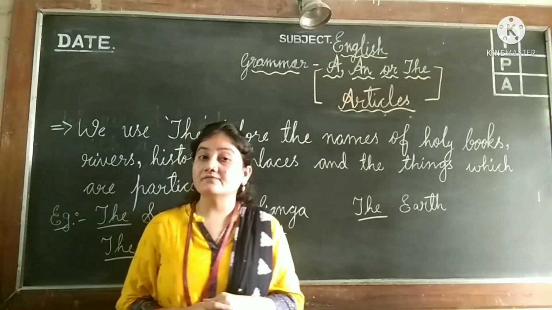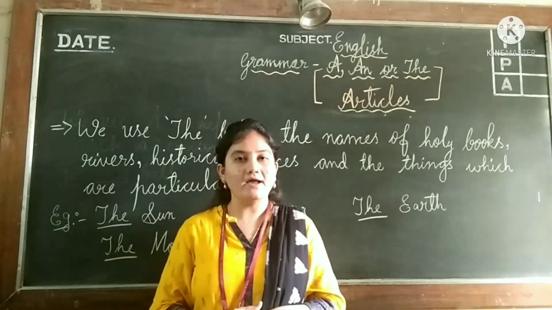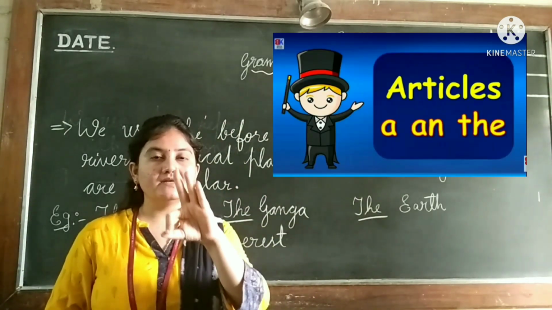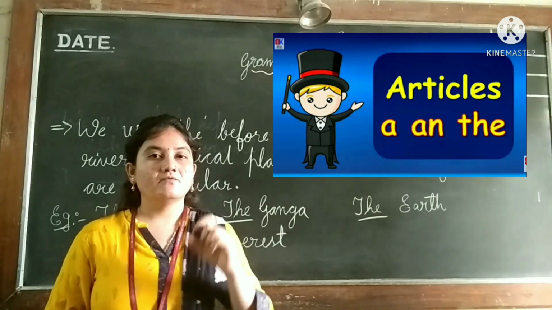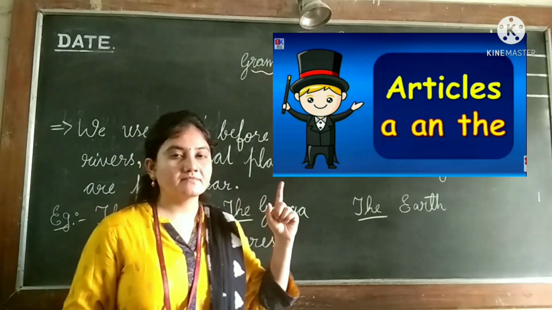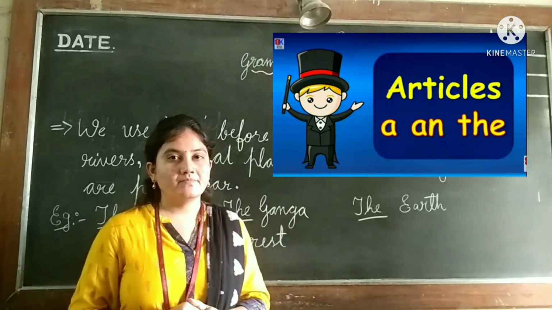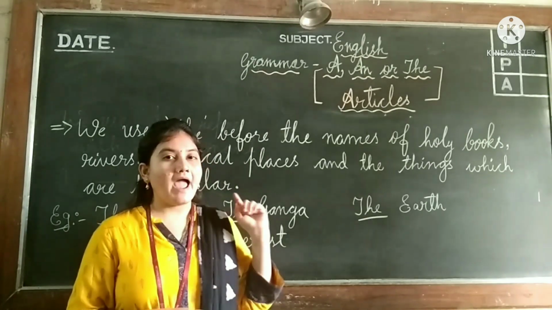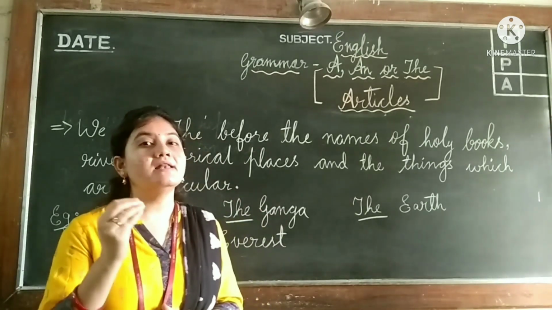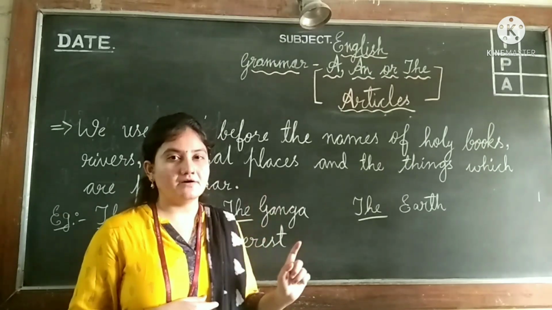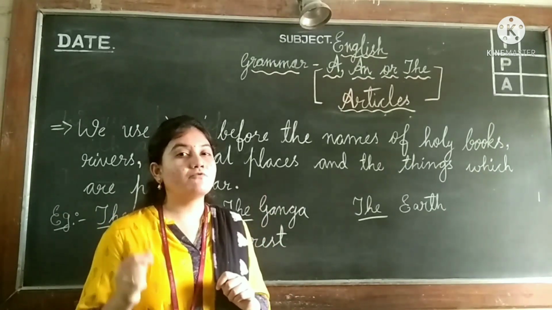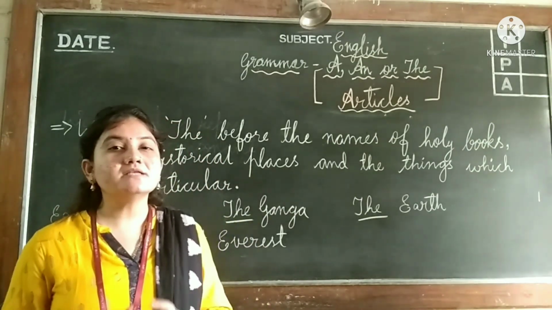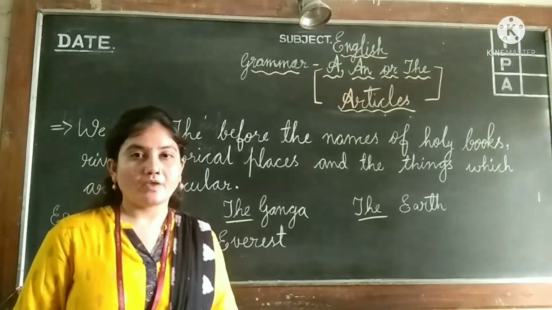So in today's class we learnt many more examples of articles. Can you tell me how many articles are there? There are 3 types of article. One is a, one is an, and the another one is the. Here a will be used for a consonant word and an will be used for a vowel word. Next comes the. For the we use before the names of holy books, rivers, historical places and the things which will be particular. Got it, children?